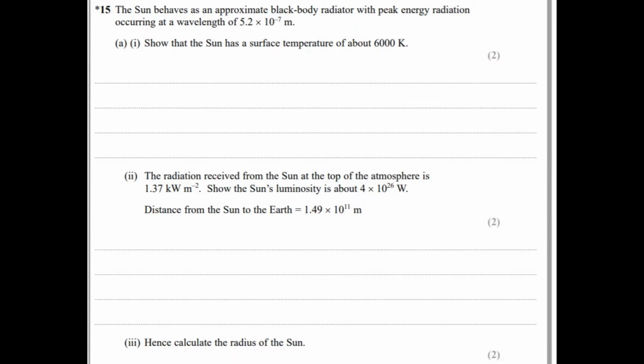This is 2 marks. Part 2, the radiation received from the Sun at the top of the atmosphere is 1.37 kilowatts per meter squared. Show the Sun's luminosity is about 4 times 10 to the 26 watts. Distance from the Sun to the Earth is 1.49 times 10 to the 11 meters. This is 2 marks. And the final 2 marks, hence calculate the radius of the Sun. This is an exciting question.